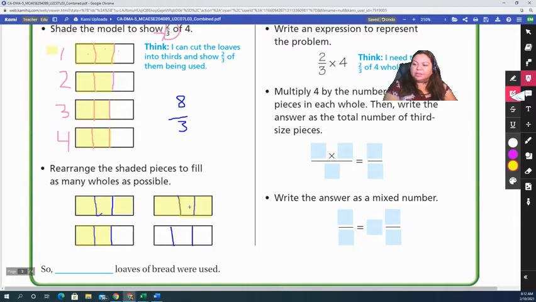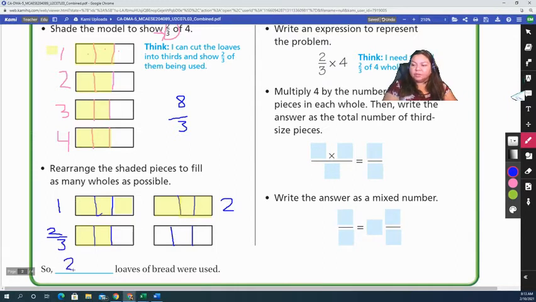8/3. That is equal to, so now I count the whole numbers. I have 1, 2, and then this is not a whole because only 2 out of the 3 are highlighted. So I'll write this as a fraction. So that means that I have 2 and 2/3 loaves of bread were used.